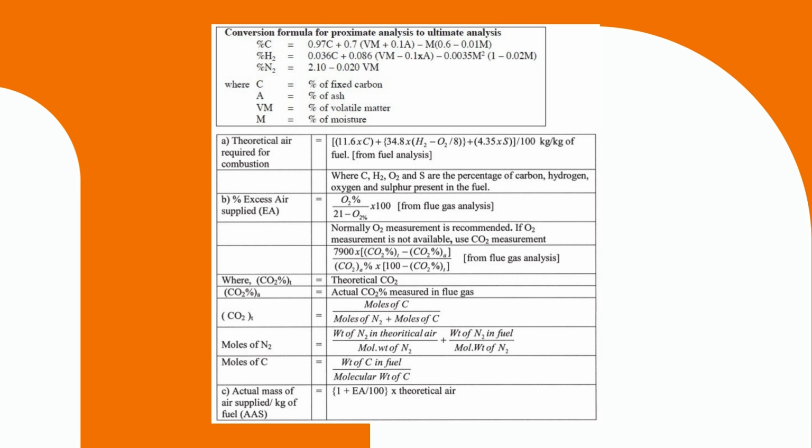flue gas. CO2 percent T can be calculated as moles of C per (moles of N2 plus moles of C). Moles of N2 is weight of N2 in theoretical air divided by molecular weight of N2, plus weight of N2 in fuel divided by molecular weight of N2. Now, moles of C is weight of C in fuel divided by molecular weight of C. Actual mass of air supplied per kg of fuel, AAS, is (1 plus EA divided by 100) into theoretical air.